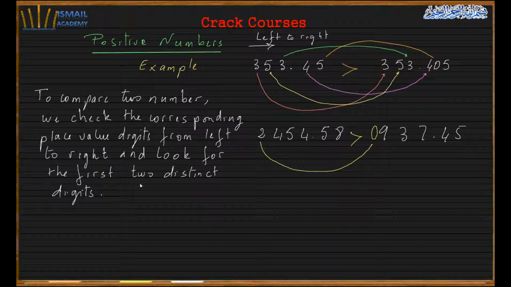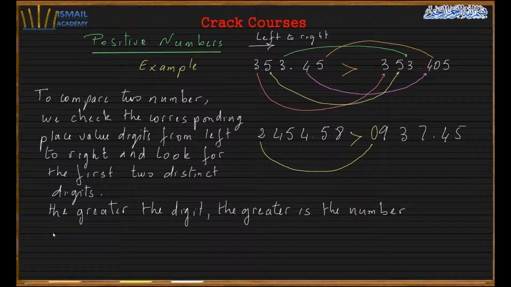The greater the digit is, the greater the number. So that's the idea. Here, when you check that this one is greater than one, that means that number is greater. So the greater the digit, the greater the number is. And the less the digit, the less is the number.